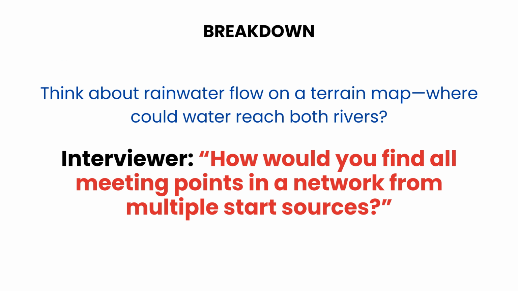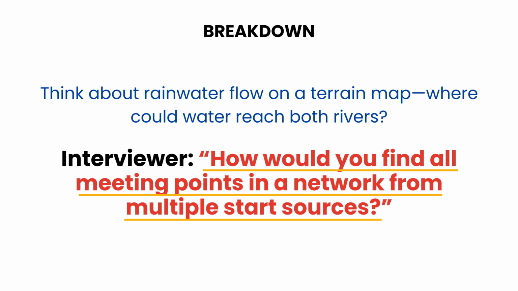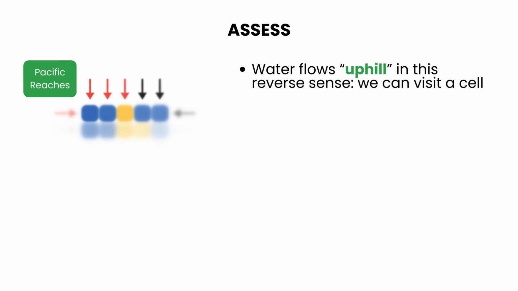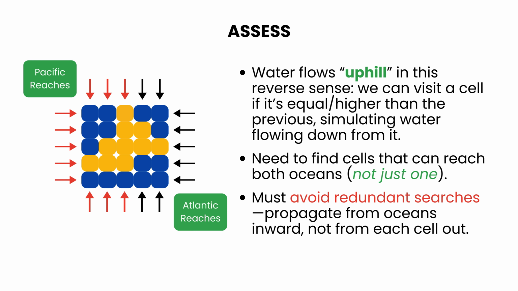Think about rainwater flow on a terrain map. Where could water reach both rivers? Interviewers might ask, how would you find all meeting points in a network from multiple start sources? What's tricky? Water flows uphill in this reverse sense. We can visit a cell if it's equal or higher than the previous, simulating water flowing down from it. We need to find cells that can reach both oceans, not just one.